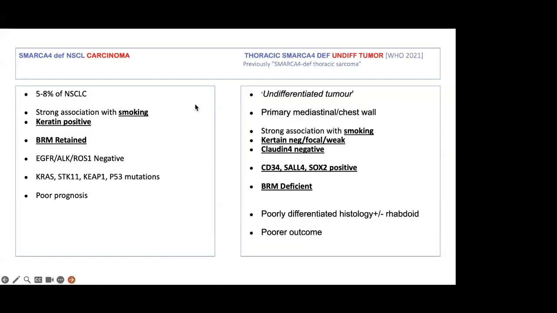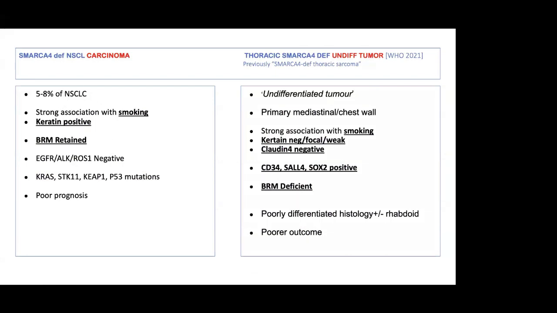So I've showed you two cases. First is this one, which is undifferentiated on morphology, undifferentiated on IHC. And they are keratin negative. They are positive for CD34, SALL4, SOX2. They are BRM deficient. But this is the second case where they are epithelial on morphology.